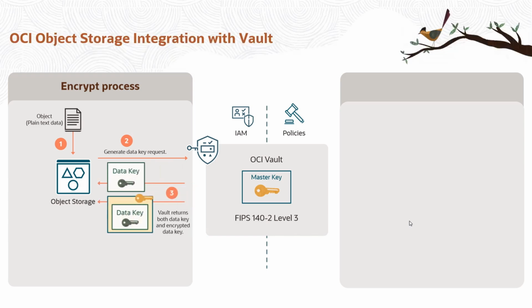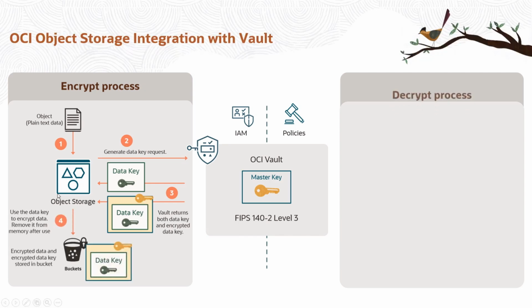Now the Vault service returns the data key, which is the plain text here, right? So this data key is the plain text, but it also returns an encrypted data key. So you can see this yellow border here. It's envelope encryption. So this data key is encrypted here. Now what the object storage service does is it takes this particular plain text data key to encrypt data, and then it removes it from memory as soon as it's used.